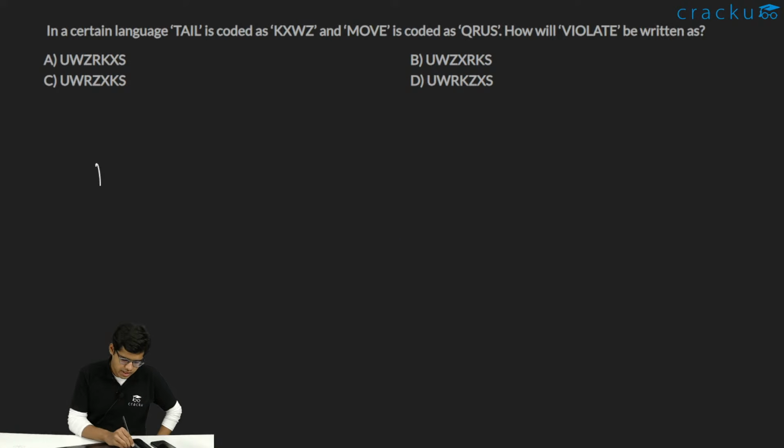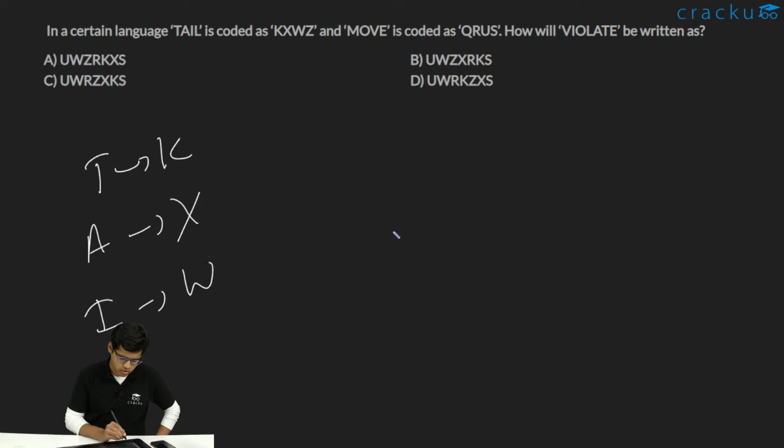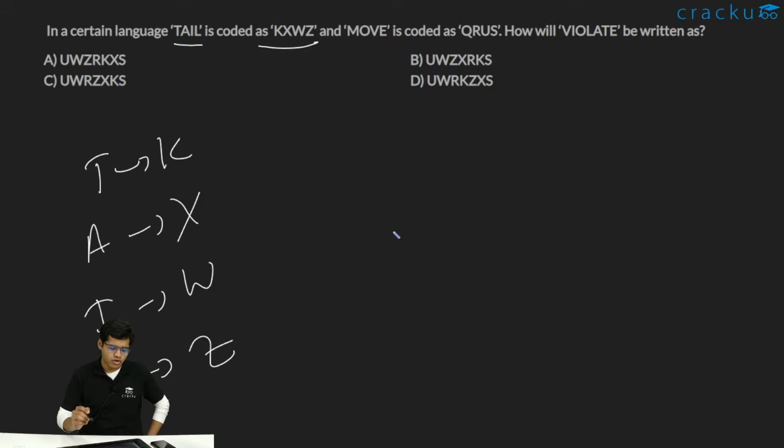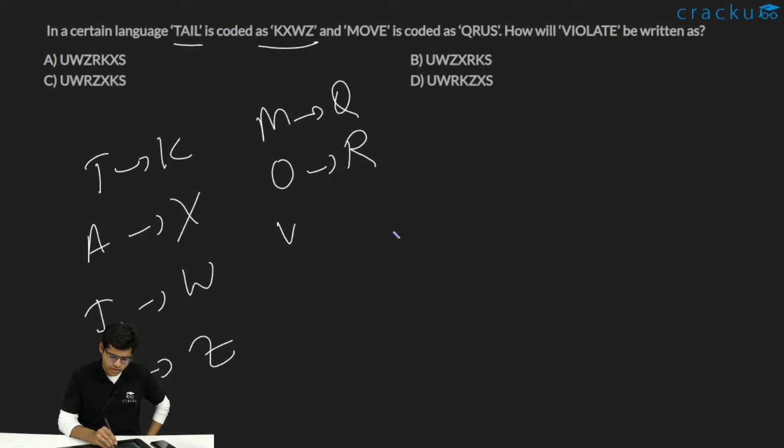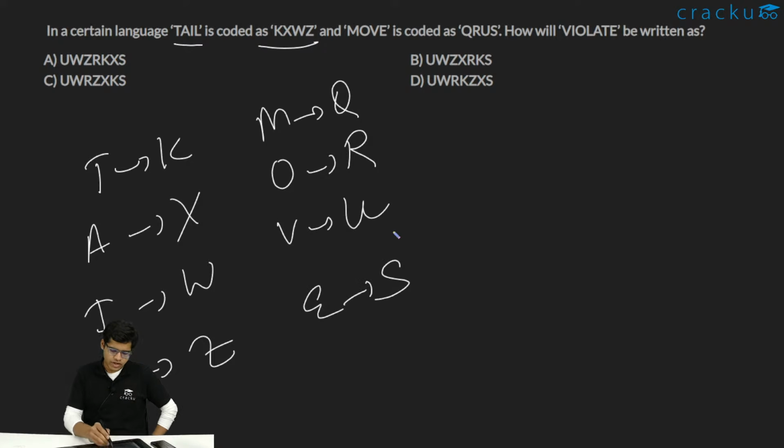Let's see. T is coded as K, A is coded as X, I is coded as W, L is coded as Z. That's how we are getting this. Tail is coded as K, X, W, Z. Similarly, M is coded as Q, O is coded as R, V is coded as U, E is coded as S. That's how we are getting move coded as QRUS. Now violet.